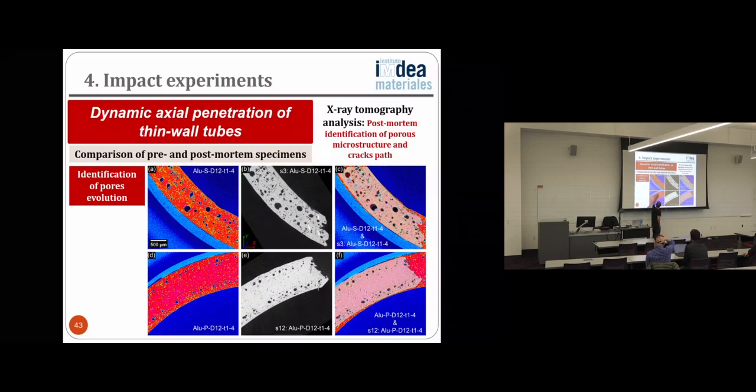So this is the tomography before. This is the tomography of one fragment. You can imagine that this is not easy because you have the whole 3D bunch of images, and you need to go image after image just to check if you can really compare. So this is before, this is after, and this is the superposition of both.